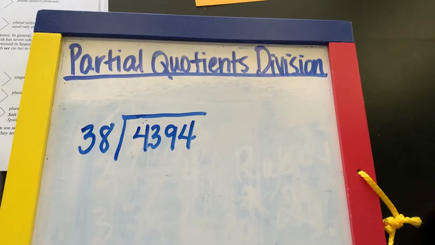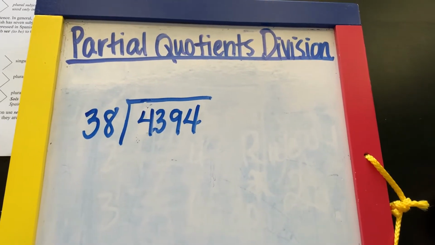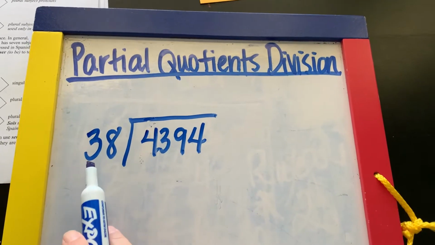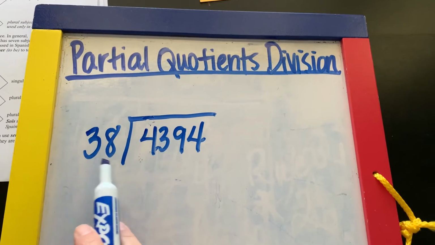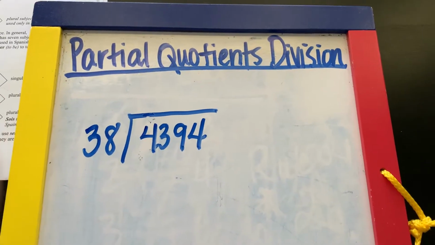Today we are going to be reviewing partial quotients division. I posted a different link for long division. That's a Math Antics video. And in my opinion, when there's a double digit divisor, like here, 38 is the divisor and it's two digits, I think that partial quotients can be a little bit easier.